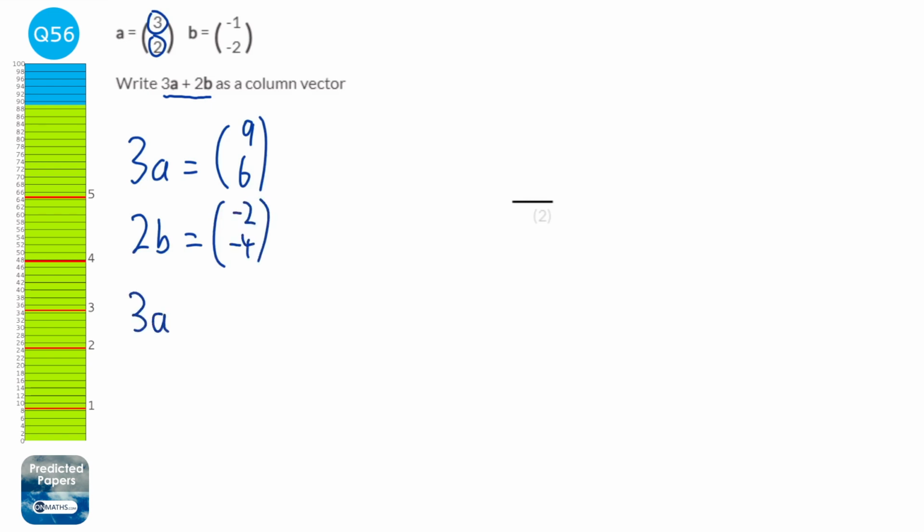And so to find 3a plus 2b, we're just going to add the tops together. So 9 plus minus 2. And add the bottoms together. So 6 plus minus 4.